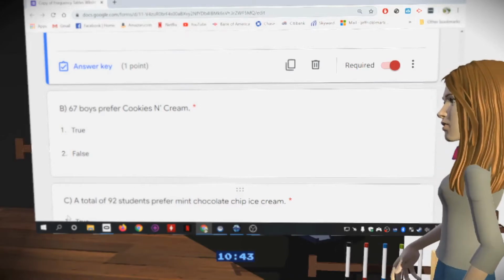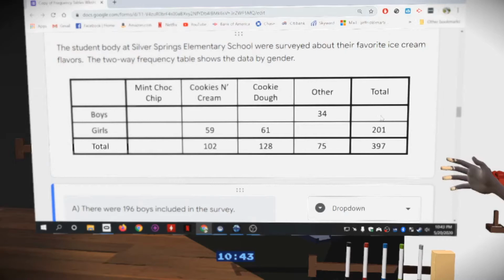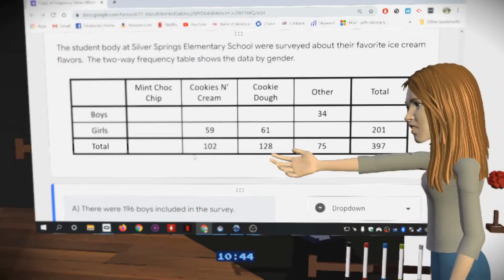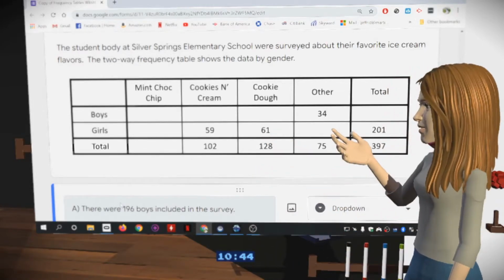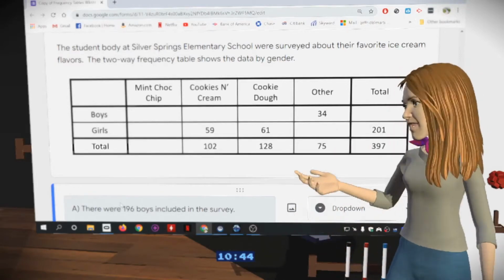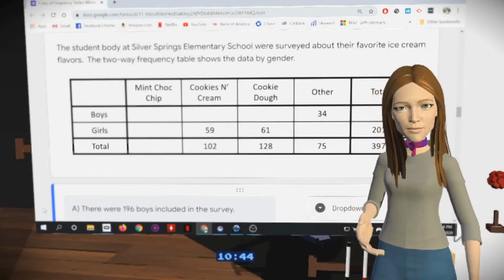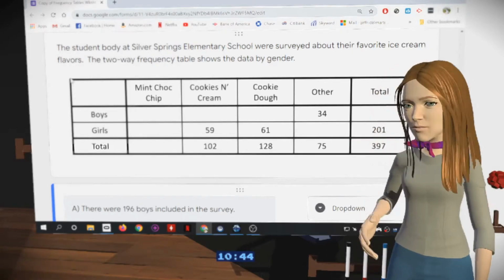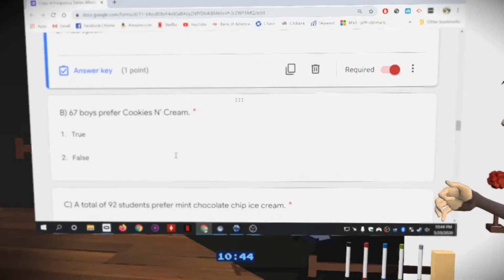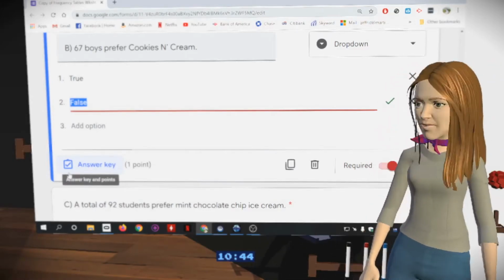67 boys prefer cookies and cream. So now that you know how many total boys here, how can we find cookies and cream? So we actually just look at the total, right? Again, we have the total. We know how many girls said cookies and cream. So we just have to take the total and add, subtract, multiply, or divide. Good, we should subtract. So subtract that 59, and what do you get? And for this one, you do not get 67, right? So the answer is false.